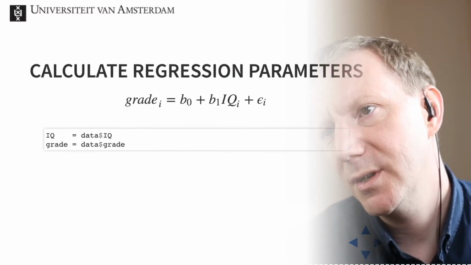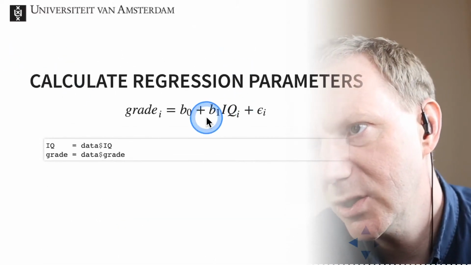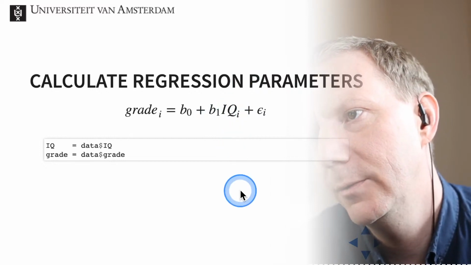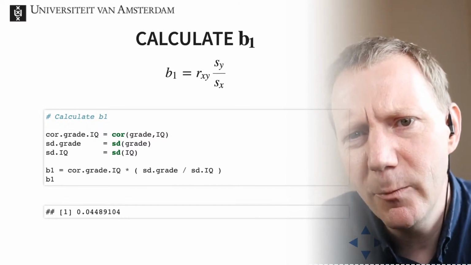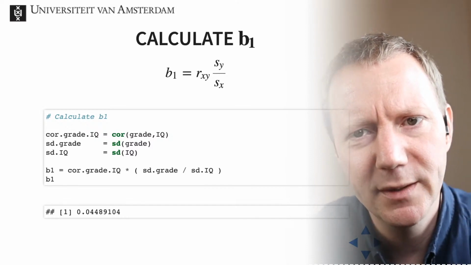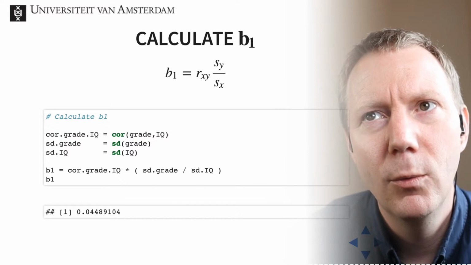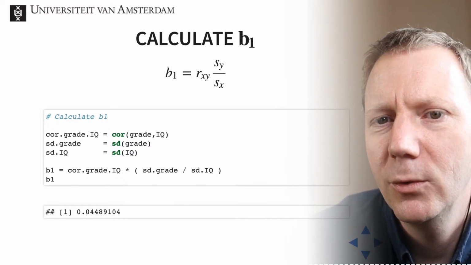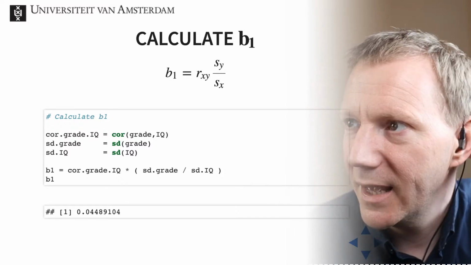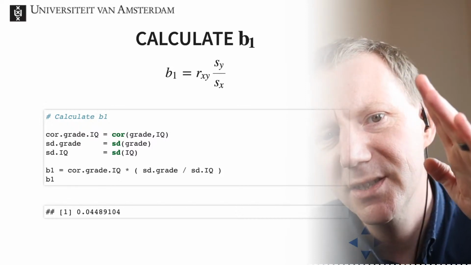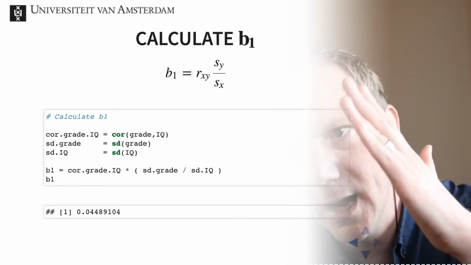So let's first look at the first one, the B1. So that's the regression slope for IQ, and you should see this in the same way as you just had with y is equal to a multiplied by x plus b. So it's just the equation for a line.